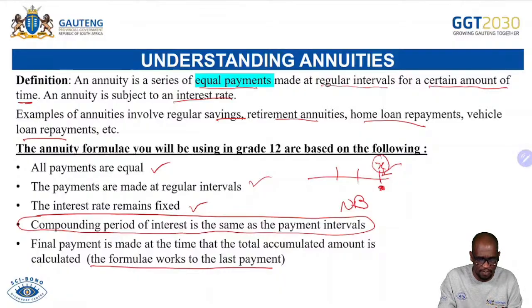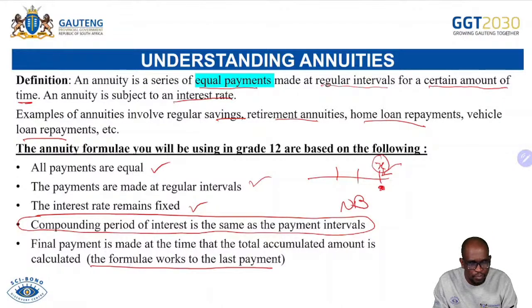That does not make sense in our everyday running of things. But in order for us to use that formula, we should actually have made that last payment. So that's very, very important. It means that the final amount does not earn any interest. We sometimes say the formula works to the last payment, or we say the last payment does not earn interest.